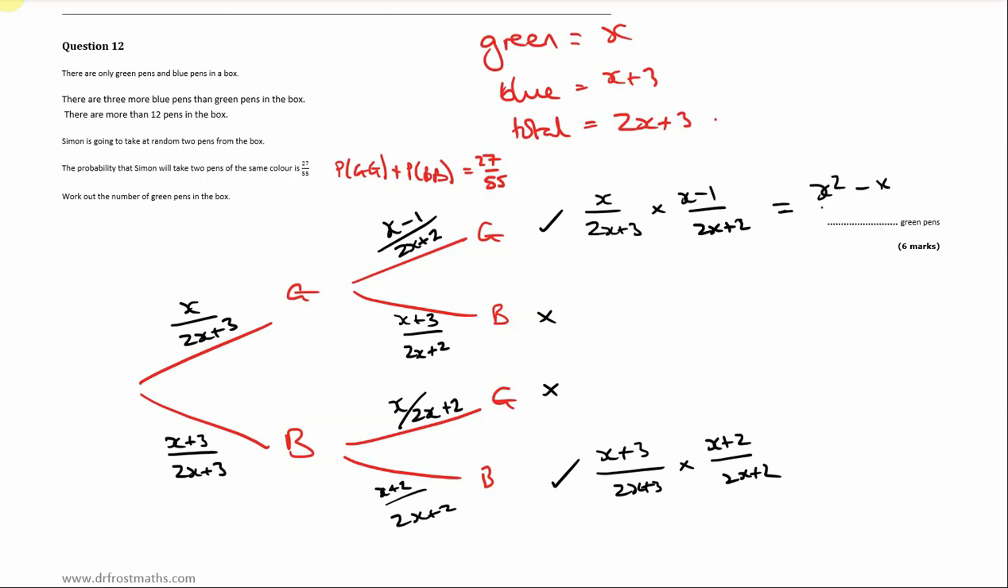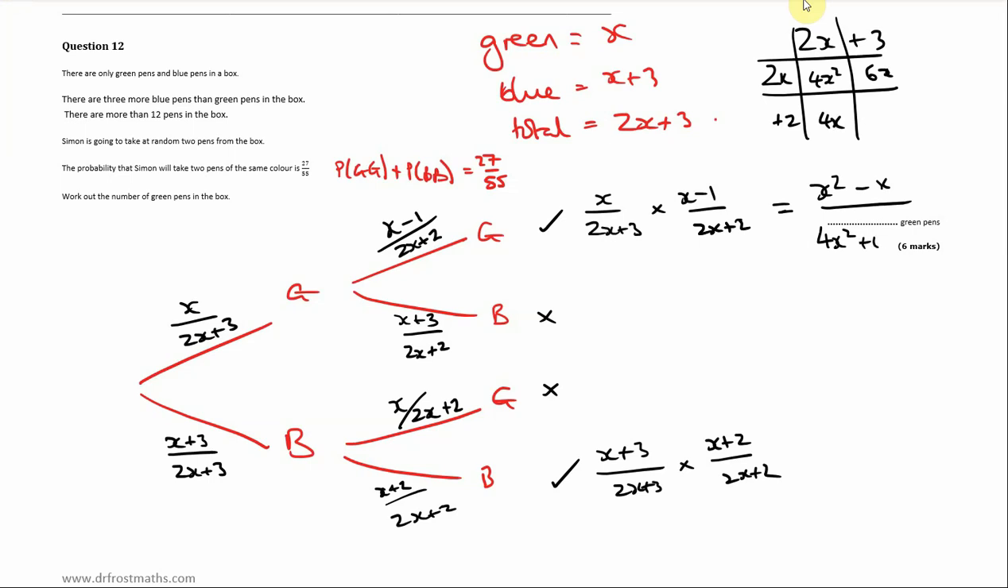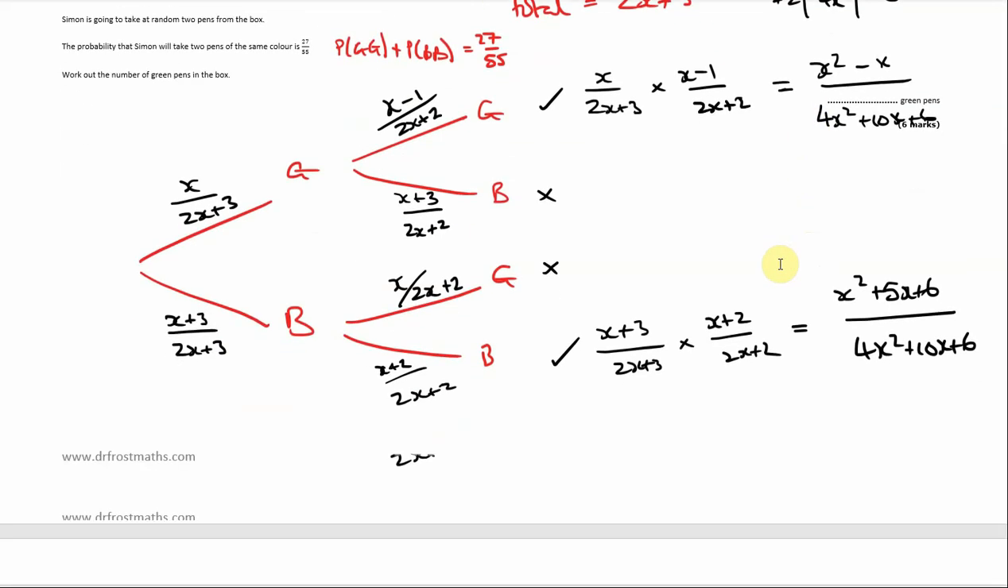x squared minus x over 4x squared. I'm going to do this one in a grid actually. Four x squared, 6x, 4x, so that's plus 10x, and then plus 6. This one is going to be x squared plus 5x plus 6 over the same thing as what I just found up there. And then I need to add these two, and that is going to make up my 27 over 55.